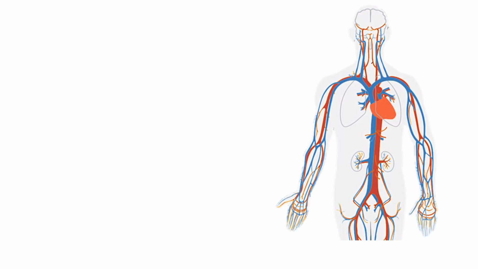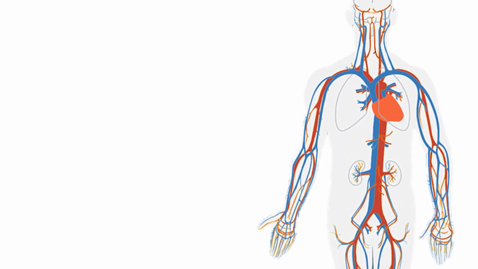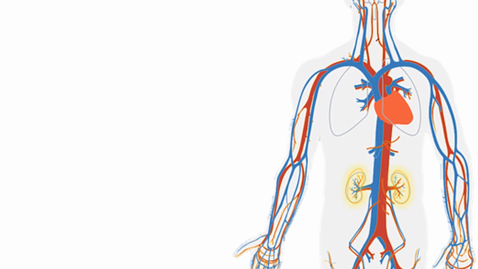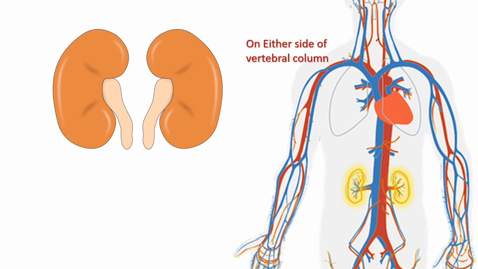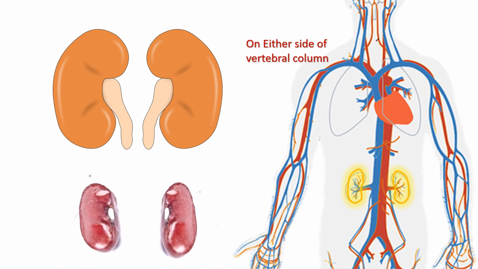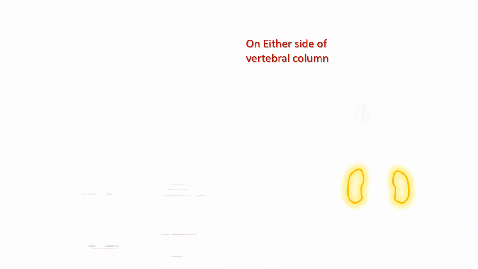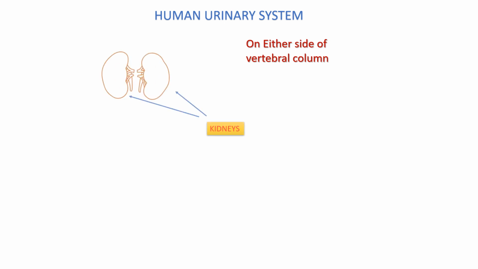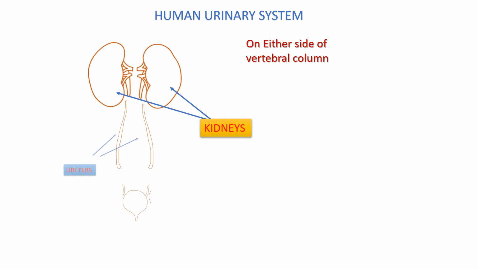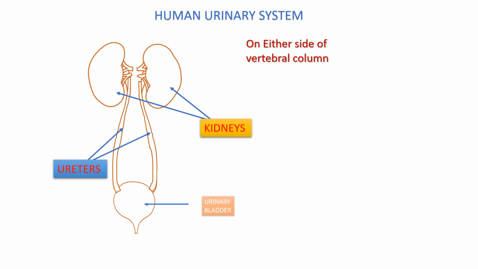The human body contains a pair of kidneys located on either side of the vertebral column. The kidneys are bean-shaped in structure. The kidneys are a part of the human urinary system. The human urinary system contains a pair of kidneys, a pair of ureters, a single urinary bladder, and a single urethra.